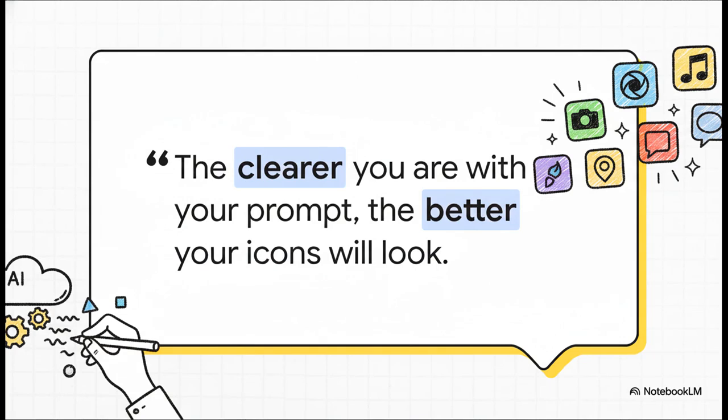Which brings us to a really important tip for using a tool like this. Here's the secret. The quality of what you get out is directly tied to the quality of what you put in. The more specific you are in your description, your prompt, the better the AI can understand your vision, and, well, the better your icon will look.